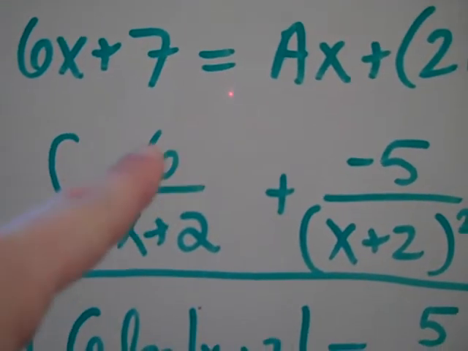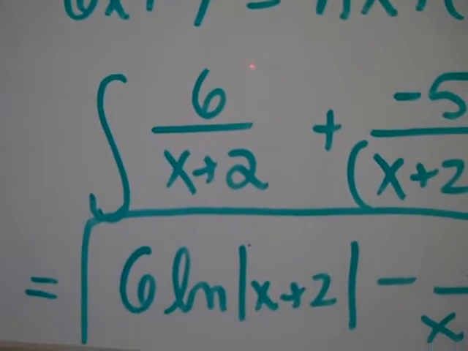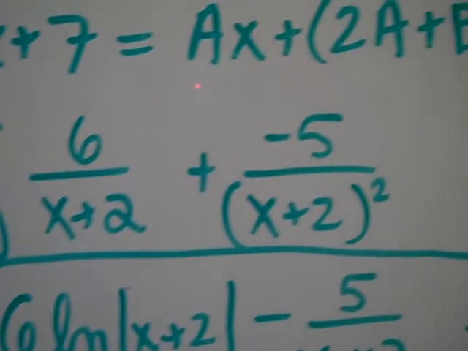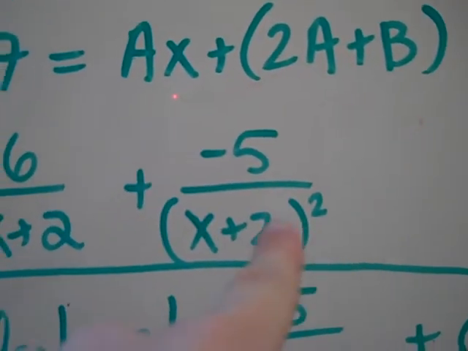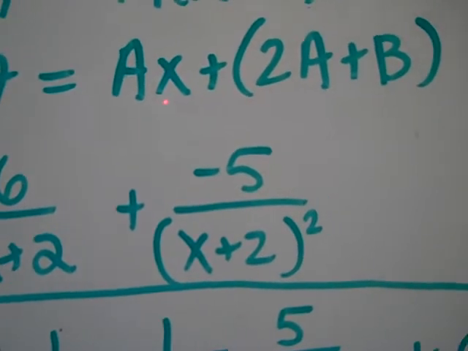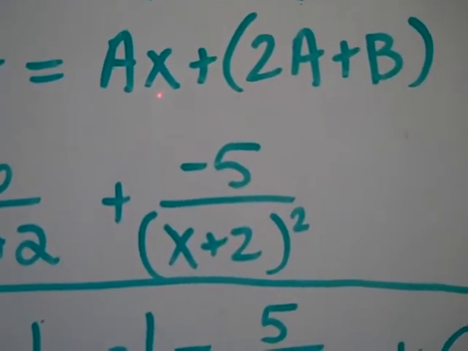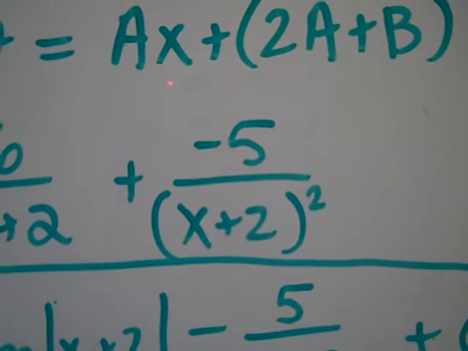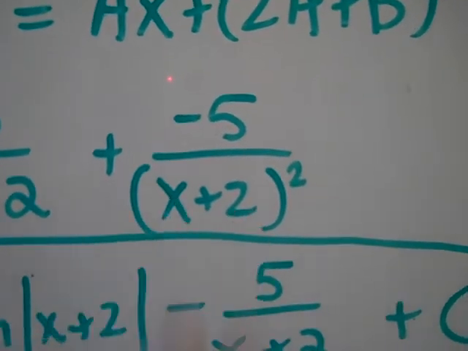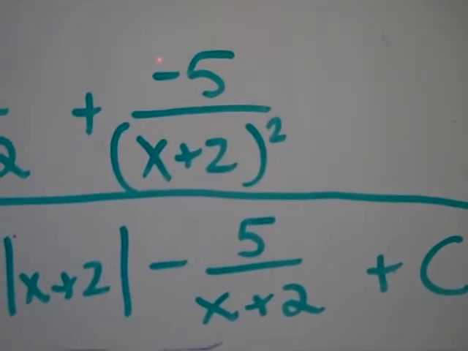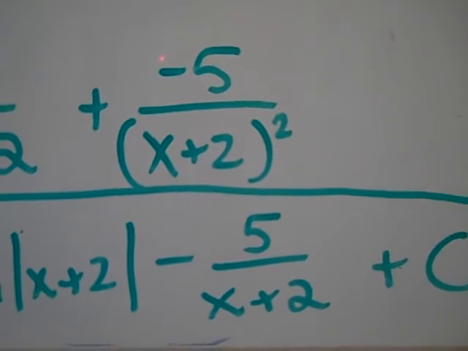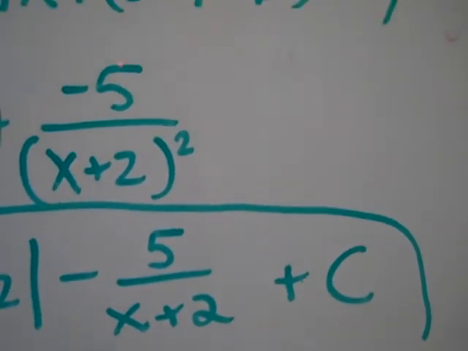So the integral of 6 over x plus 2 is 6 natural log of x plus 2. And the integral of the -5 over x plus 2 squared, don't get duped into thinking it's natural log. It's not. You'd have to use substitution if it was anything other than x plus 2, but it's pretty easy. So we can just go down and write it that way. And my plus C. And that's our second example.